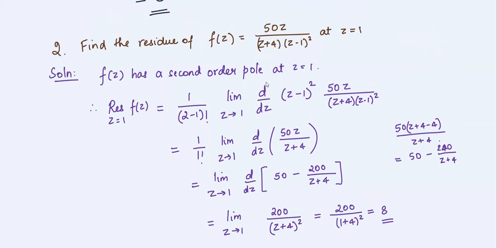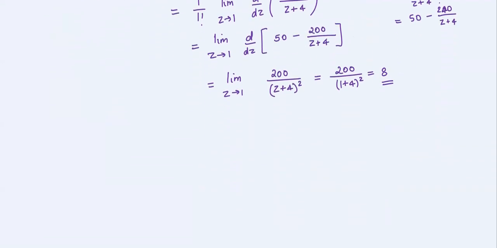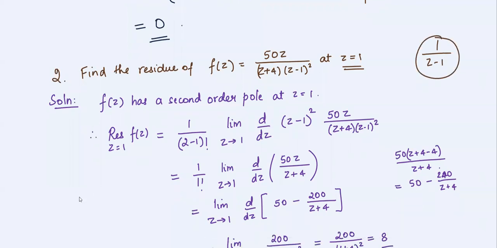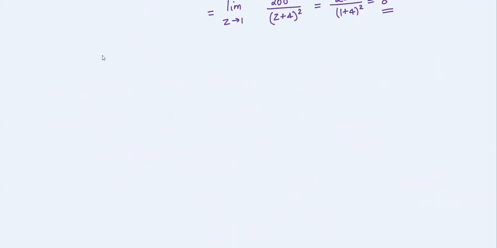Now, how will we remember this formula? This formula may be very difficult to remember in an exam amidst so many formulas. But if you know the concept that residue is the coefficient of 1 by (z minus 1) at z equal to 1, this is the residue. So alternatively, this is an easier method.